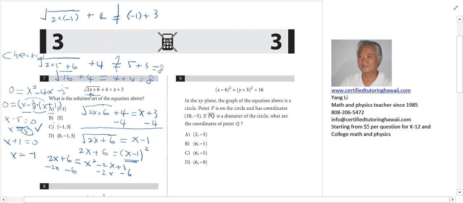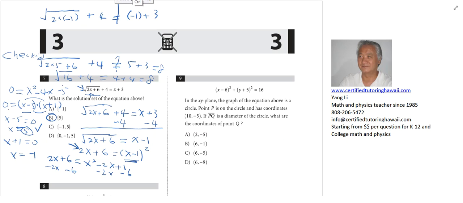So that means even though x equals negative 1 is a solution, that's only for the solution of this equation, not for the original one. So that's why the answer is B here. Only the 5 is a good one.